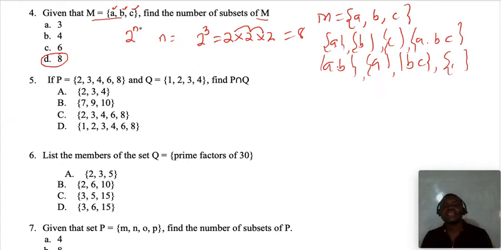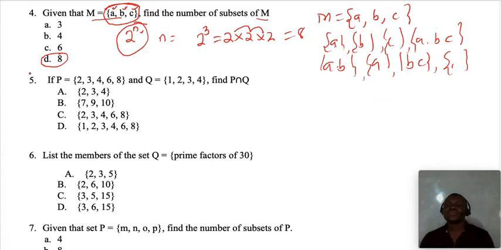So note that when you're asked to find the number of subsets, it is 2 raised to the power n, and n is the number of items, the elements in the set. So just count them. If it is 4, 2 raised to the power 4; if it's 3, 2 raised to the power 3, and just solve it.